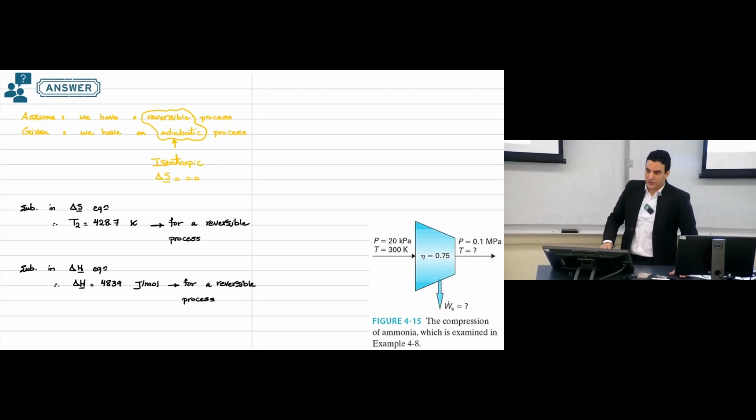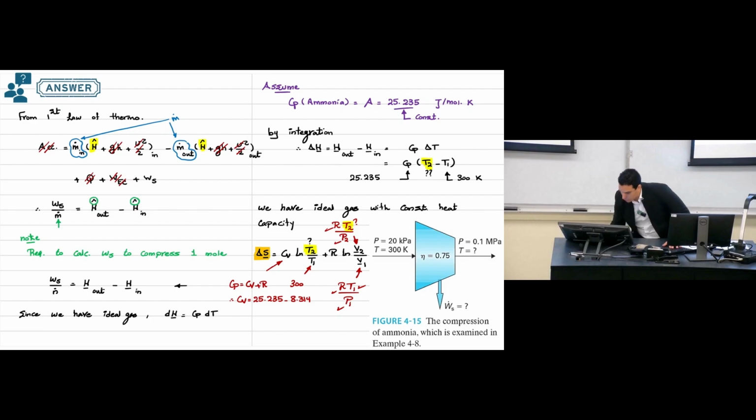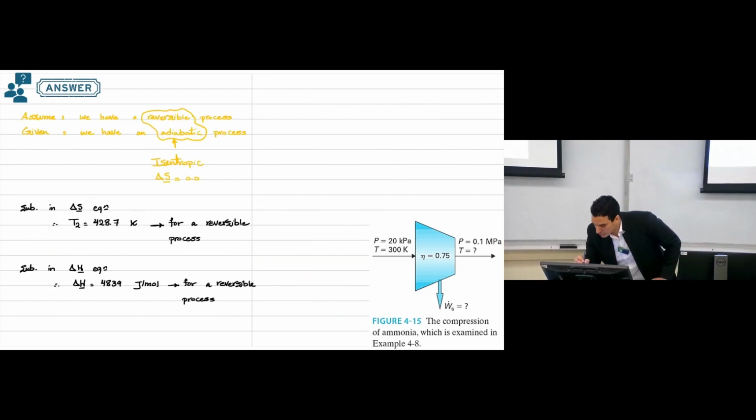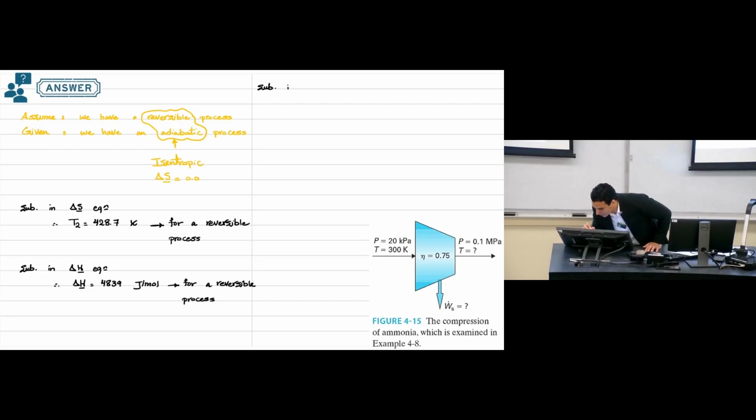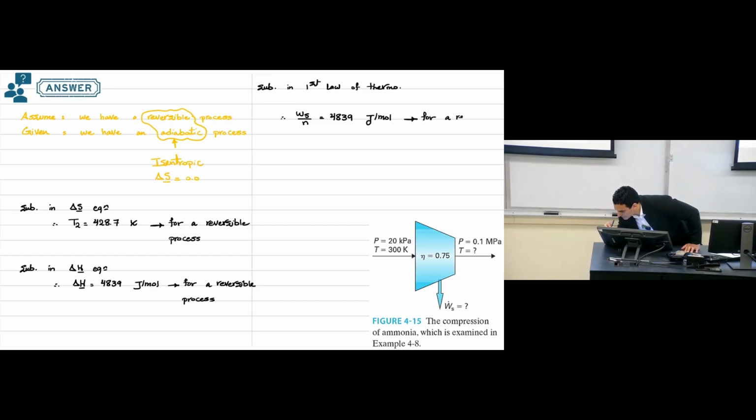So now take this delta H enthalpy change and substitute in this equation, the first law of thermodynamics, to calculate the shaft work. So now substitute in the first law of thermodynamics, and then we can say the shaft work divided by number of moles will be 4,839 joule per mole. But again, this one is for a reversible process.